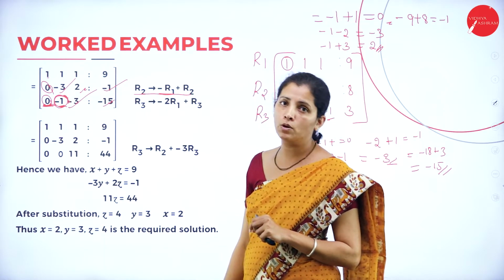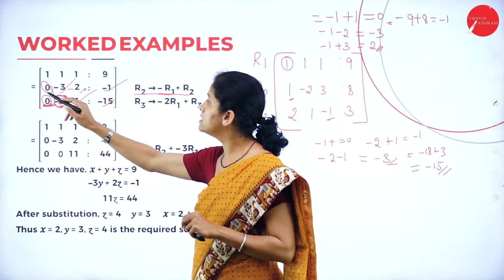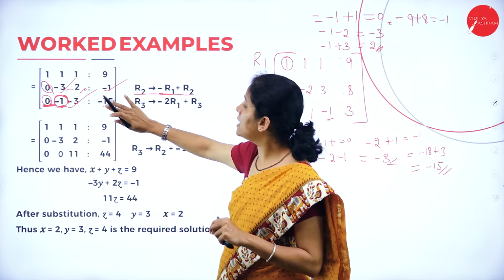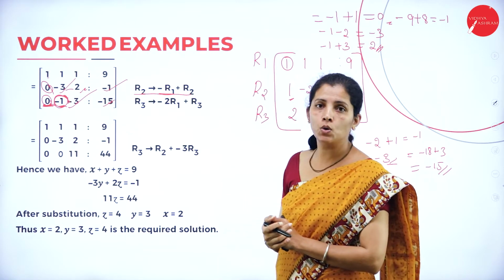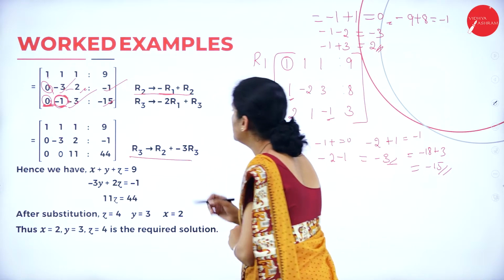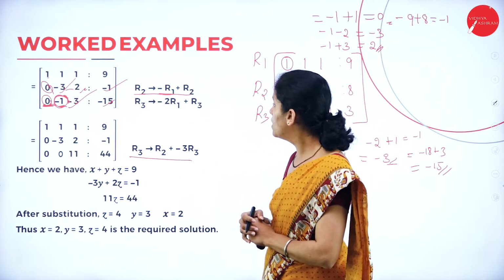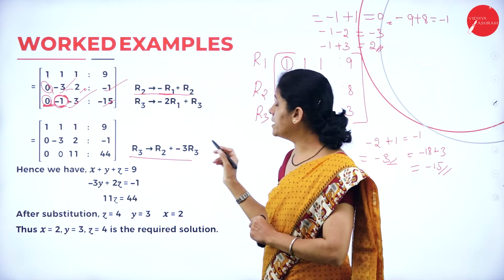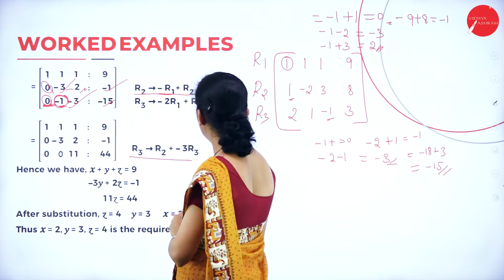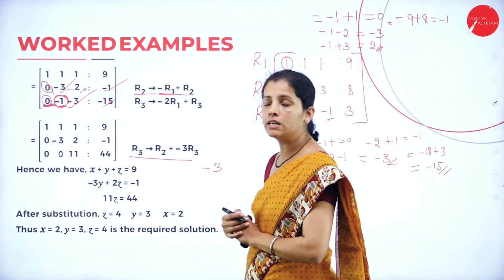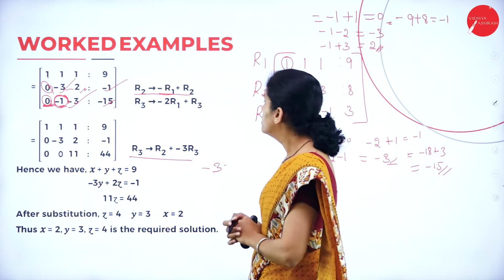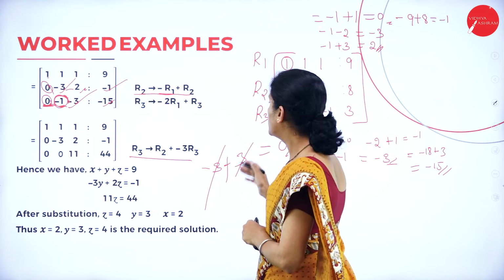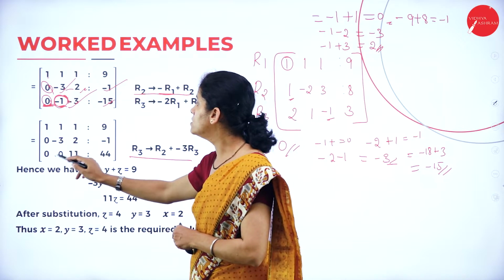So what can I consider here? I can consider row 2. I can form the formula in such a way that I use row 2 and row 3. So here I have constructed the formula, that is R2 plus 3 R3. What is R2? It is minus 3, and plus 3, so minus 3 plus 3 cancels, and I am going to get the value 0.